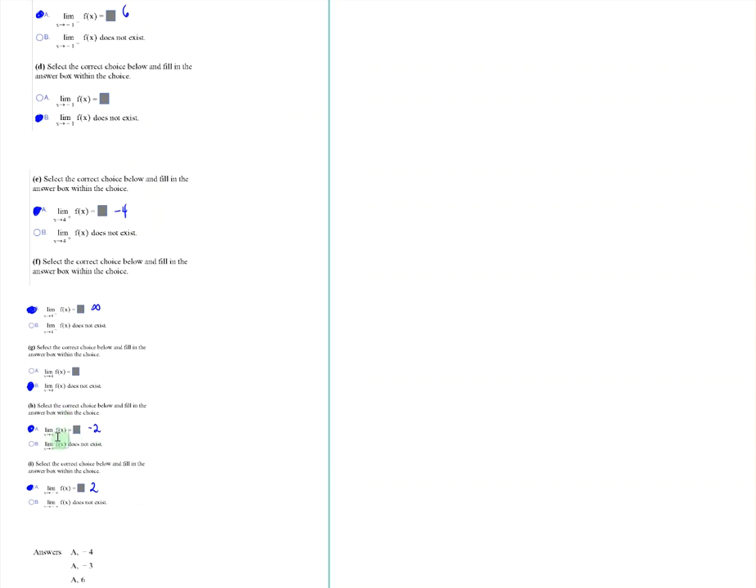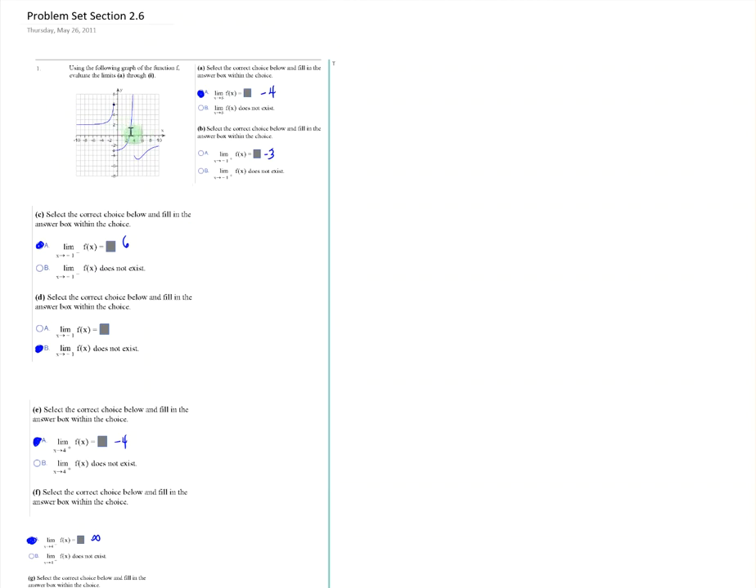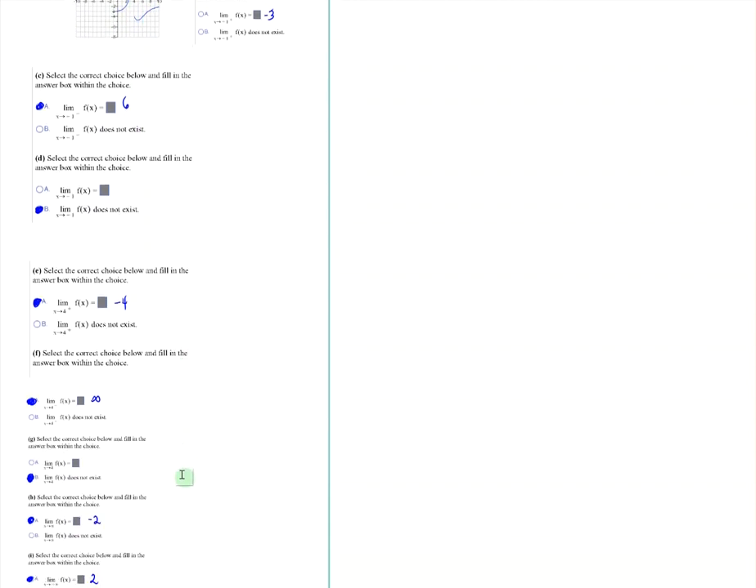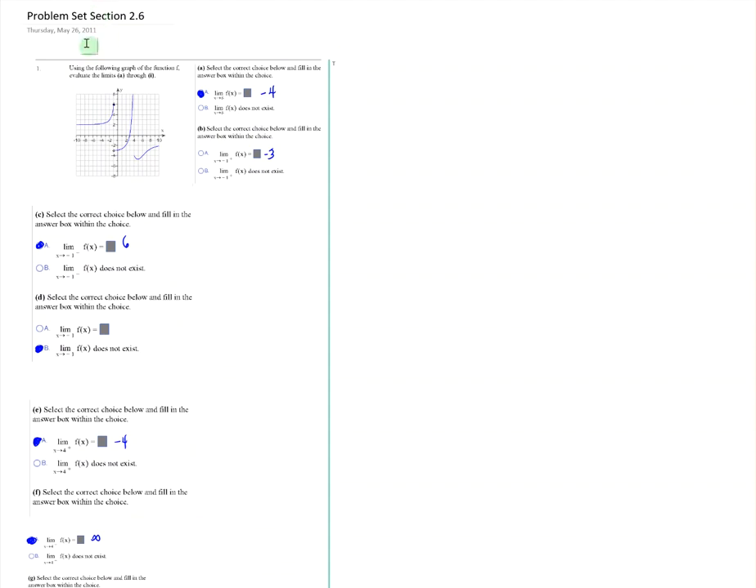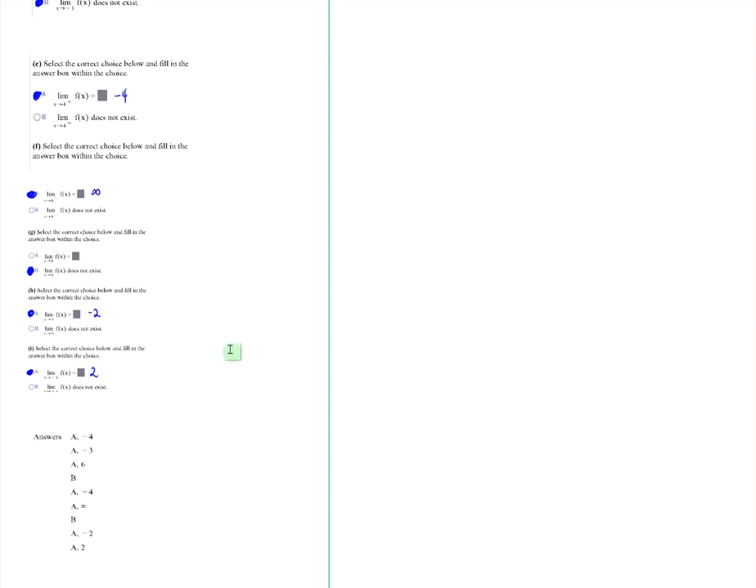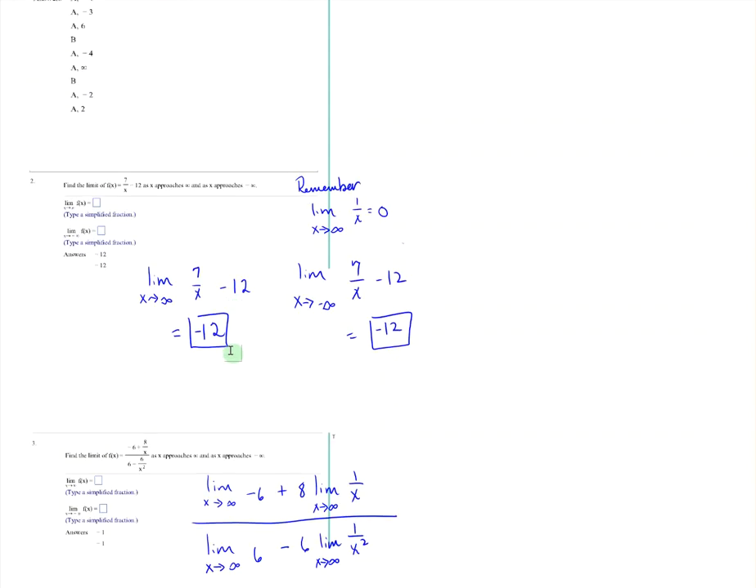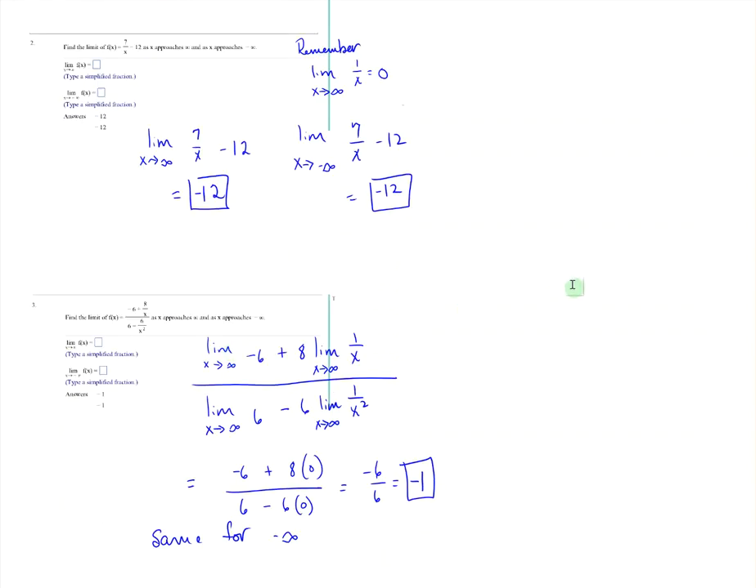H, the limit as x approaches infinity. So as we go towards infinity, we're going here. What is my function approaching? It's approaching -2. And then for negative infinity, as I go toward negative infinity, my graph is approaching +2. Sorry. So that's about those graphs. Let's look at number 2.